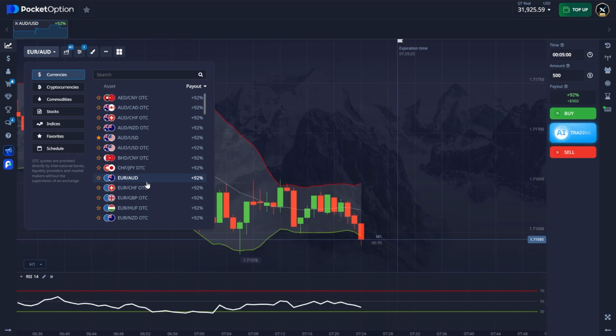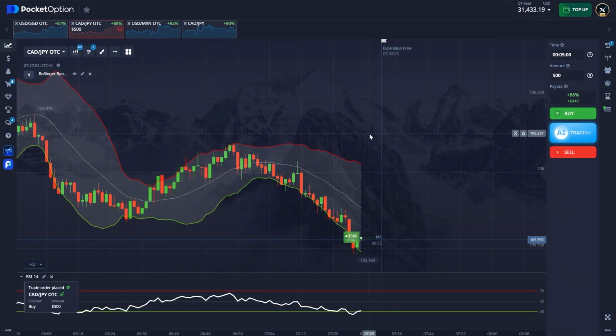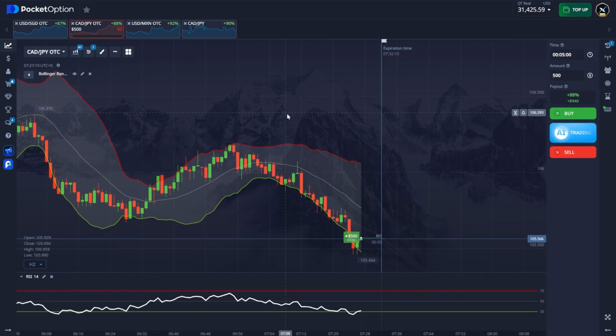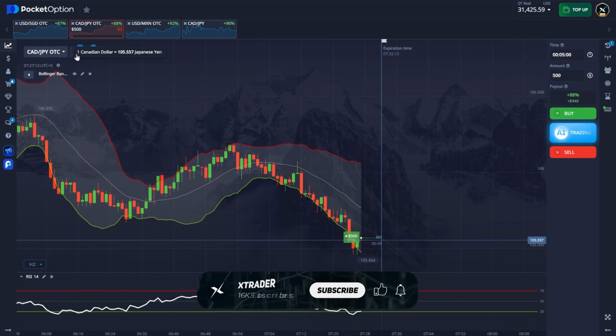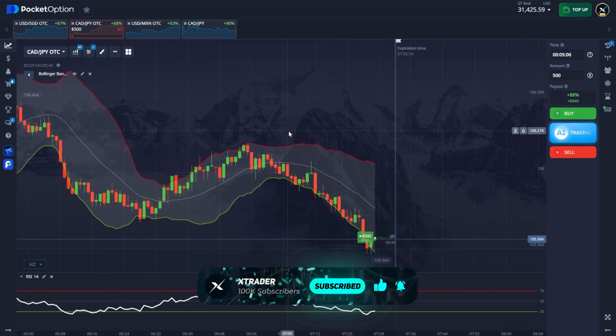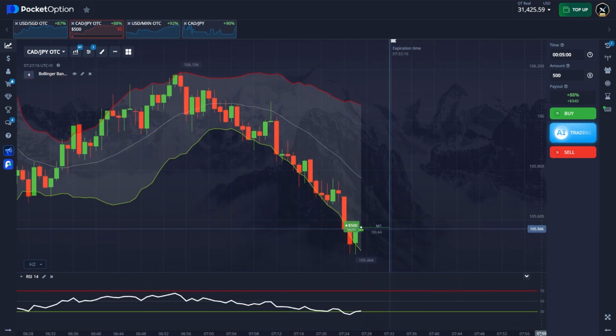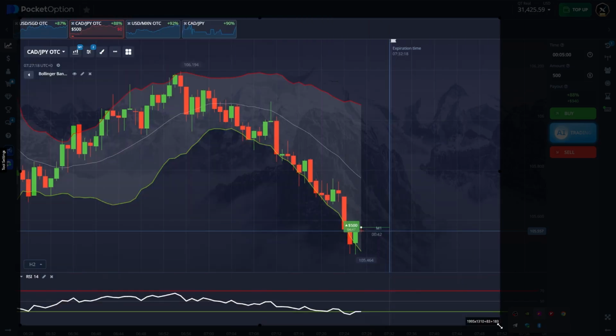We're opening the trade on the Canadian dollar Japanese yen pair in the OTC market. These sessions can be a little trickier because of lower liquidity, so it's even more important to follow the strategy carefully. I'm entering the buy trade here. Let's walk through it step by step so you can see why this setup works.